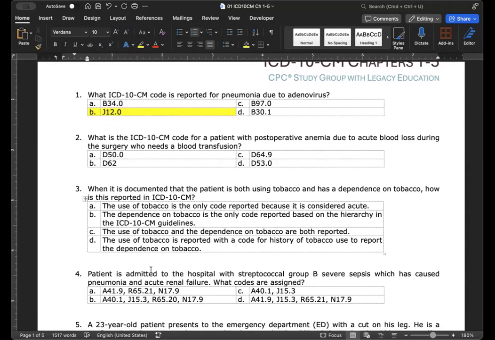Number 2, what is the ICD-10-CM code for a patient with postoperative anemia due to acute blood loss during surgery who needs a blood transfusion? So what is our main term? Yep, our main term is going to be the anemia.